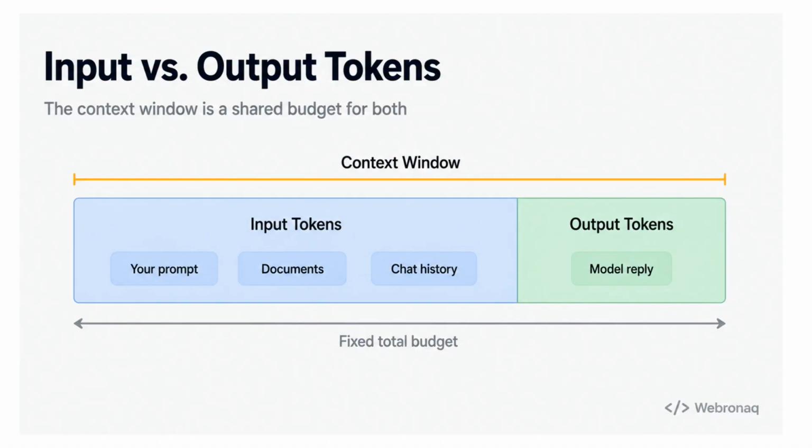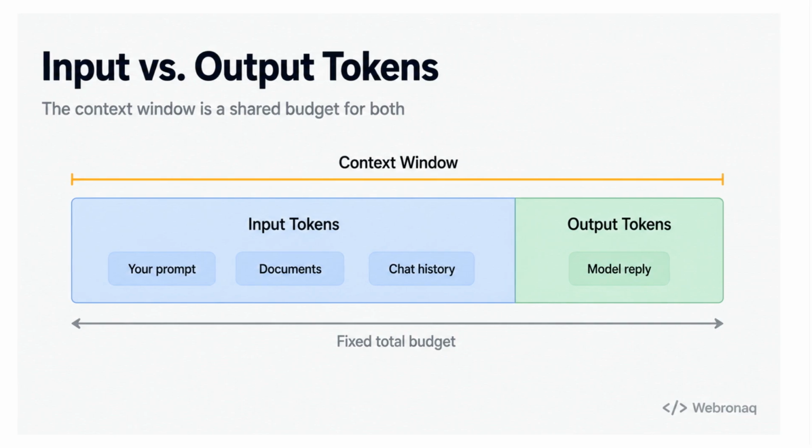Think of it like a whiteboard, with a fixed amount of space. The more you write on the left side as input, the less room remains on the right side for the model to write back. A longer document you paste in means a shorter reply the model can produce, or earlier chat history gets pushed out to make room. This shared budget is why the size of that window matters so much in practice. And it is exactly what the big context window race in 2026 is all about. To understand why some models handle this better than others, we need to look at what gives a model its knowledge in the first place: its parameters.